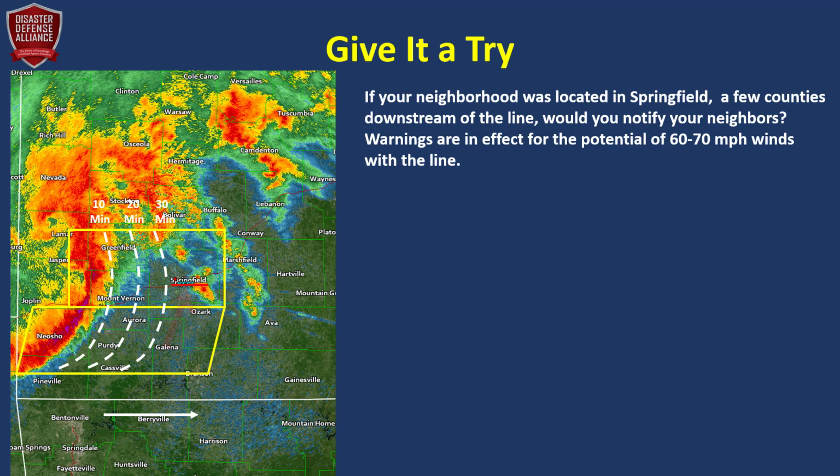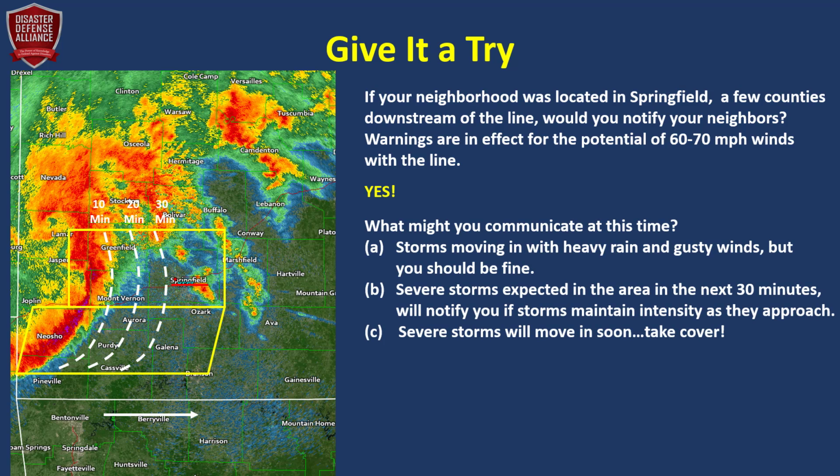Now let's assume that your neighborhood is in Springfield, a few counties downstream from the line, but still within the warning area. Would you notify the neighbors in this case? The answer is yes. Definitely notify them that a warning is in effect and that the line of storms is approaching the neighborhood. But what would you indicate to them? Should they take immediate cover?